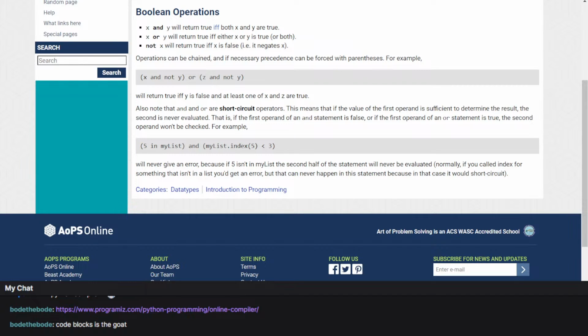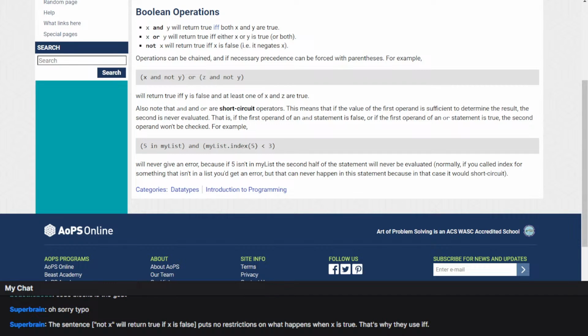Nice. Superbrain says oh sorry, typo. Oh, okay, let me read the new one. The sentence not X will return true if X is false. Oh yeah, it puts no restrictions on what happens when X is true.